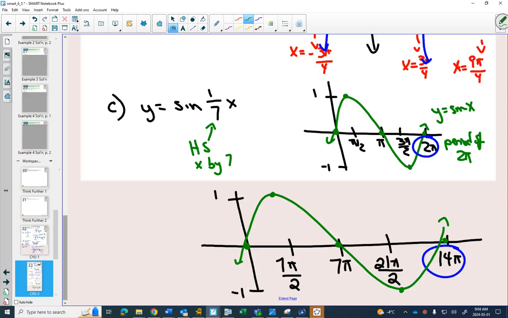So the B value gives us a shortcut for our period. And if we can draw our period and divide it into 4 equal sections, we can graph it quicker than doing our regular transformations. So now we have a shortcut for our amplitude and a shortcut for our period. By the way, the period of this one is 14 pi.